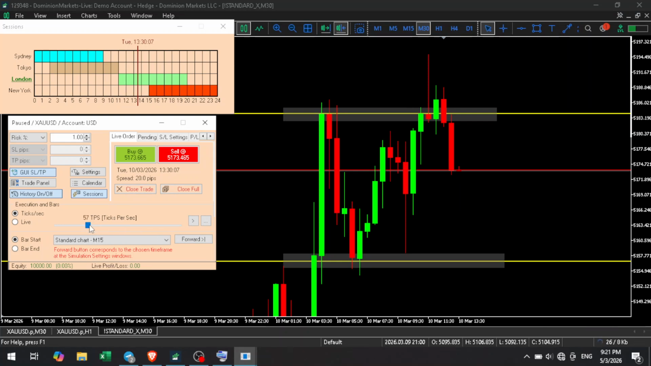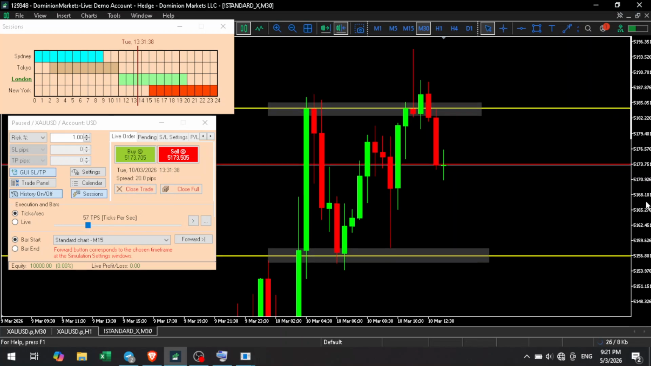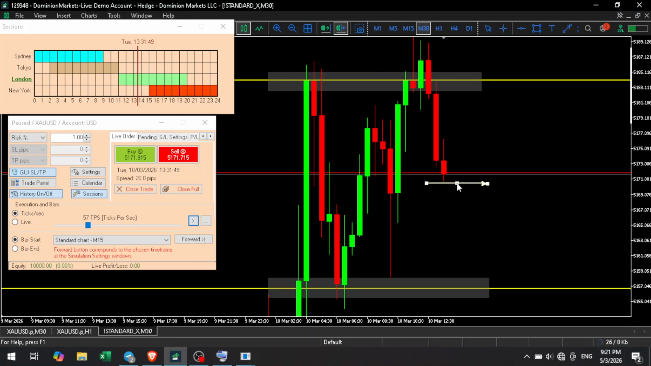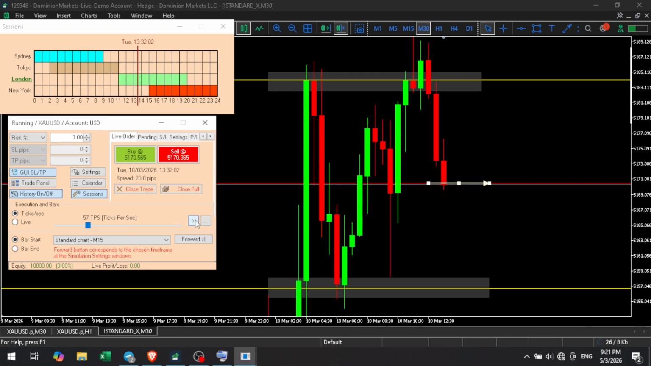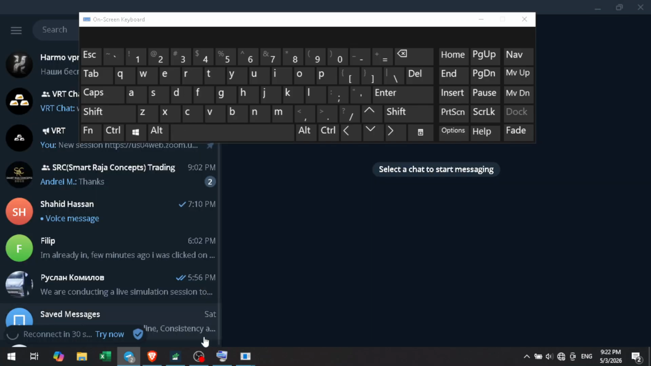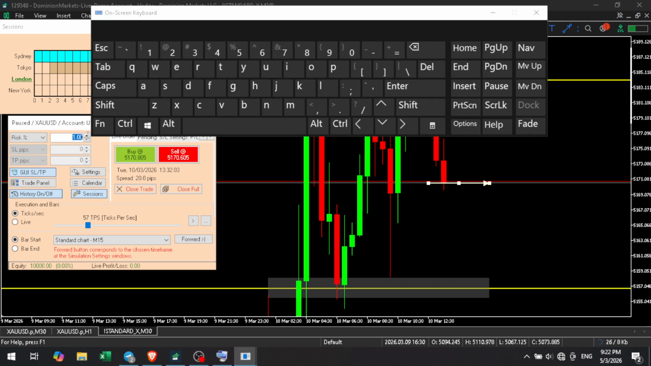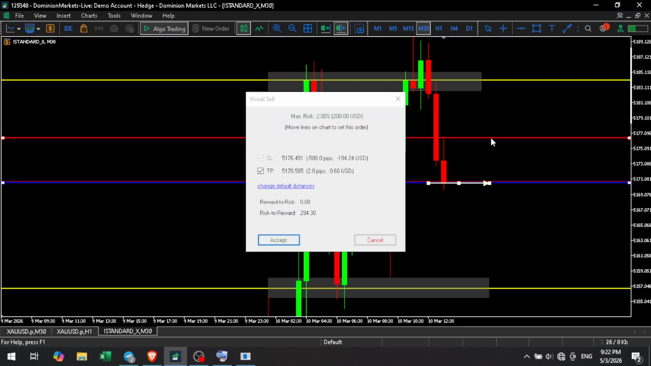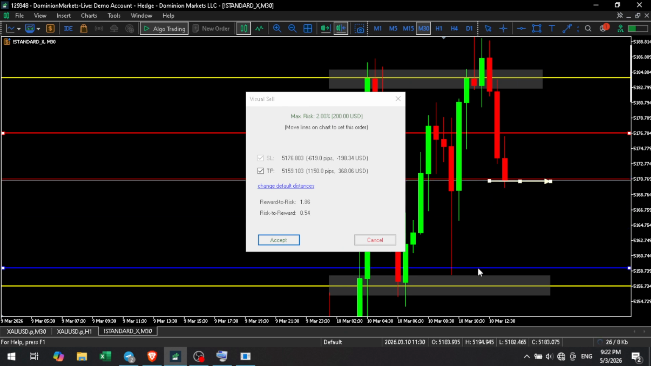Let's slow it down a bit. 79 would be fine. Let's keep it going. Okay, go 61. 2 pips for the spread, 1 pip breathing room, and we will target this wick. That would be a nice one to do.